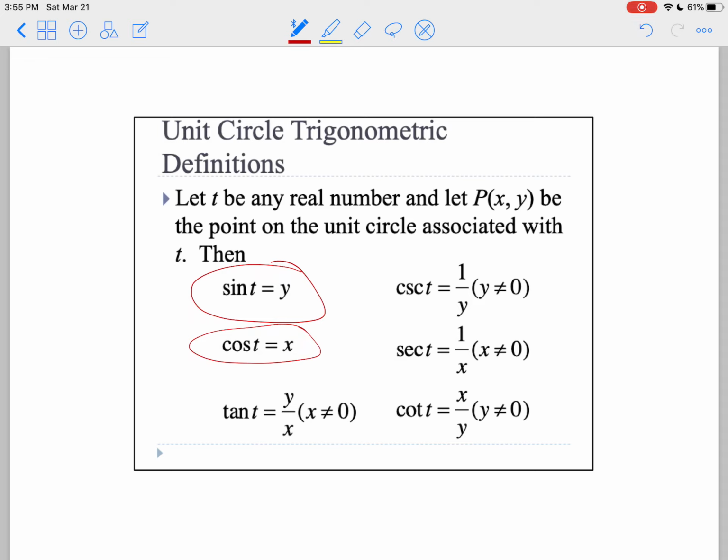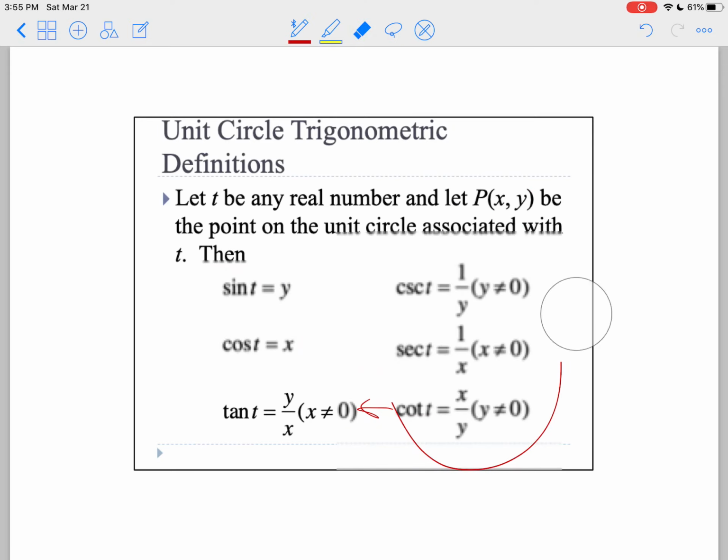And then sometimes we just wanted to know what was the reciprocal of the y coordinate, because that was important, and so that's where cosecant and secant came from, same idea, and cotangent. These are all reciprocals of these functions, okay? And so these are the definitions, and these are things that you just have to memorize. You just have to memorize these definitions.